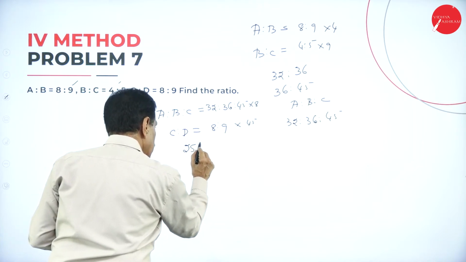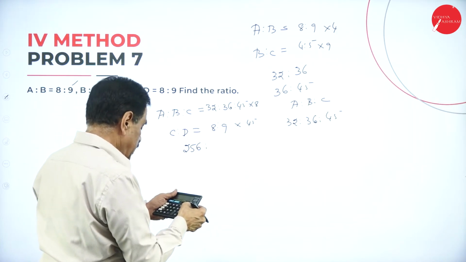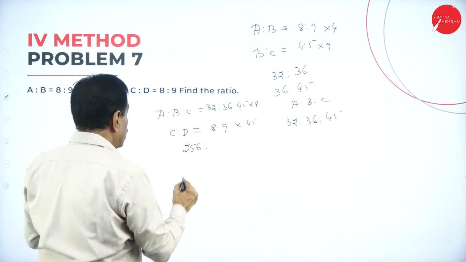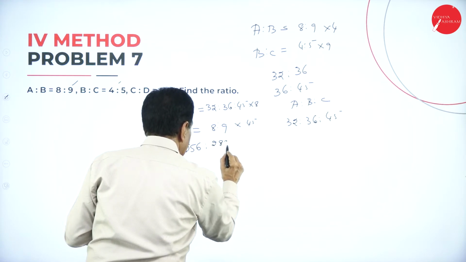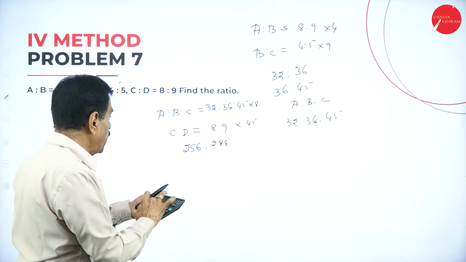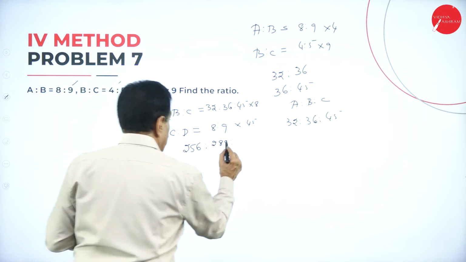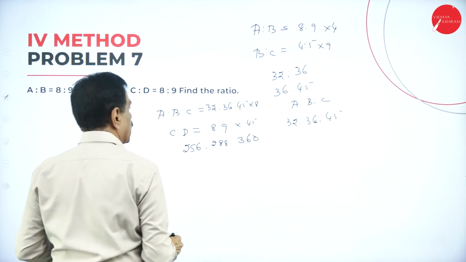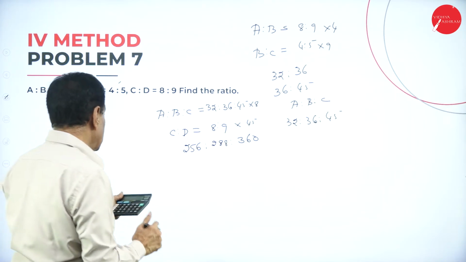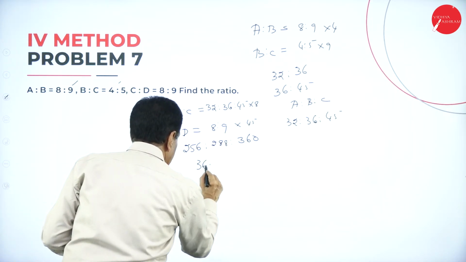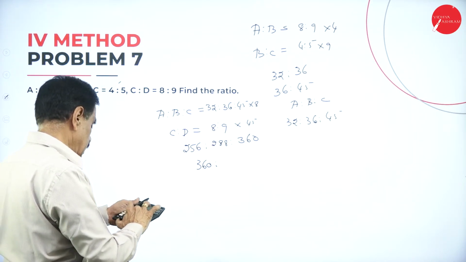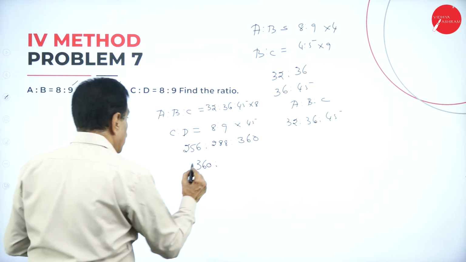256 is to 36 into 8, 288, 45 into 8, 360. Here 45 into 8 is 360. 45 into 9 is 405.